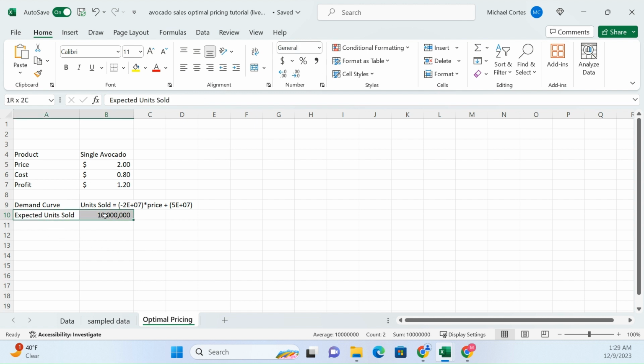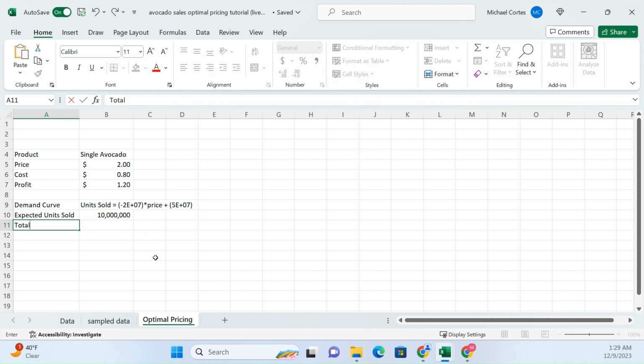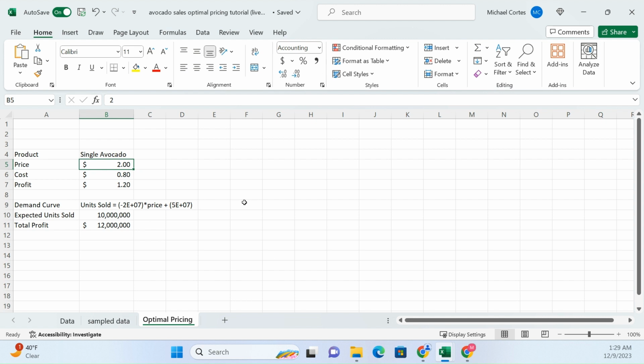So this is the total expected units that we'll sell in aggregate, and then total profit on all units sold would be the amount of avocados we expect to sell times the profit we make on each of those sales. So that gives us this number here. So we can see now, let's make this avocado super cheap, 90 cents. We make about 3.2 million on that.